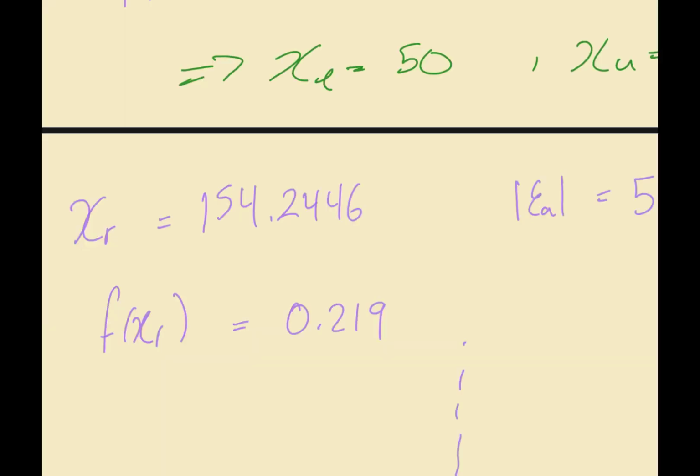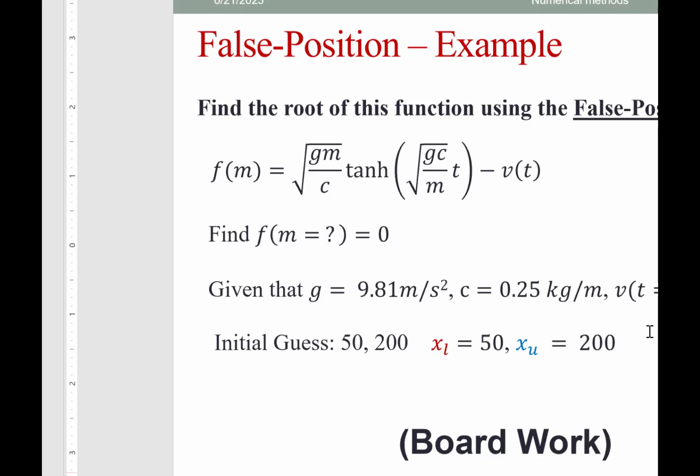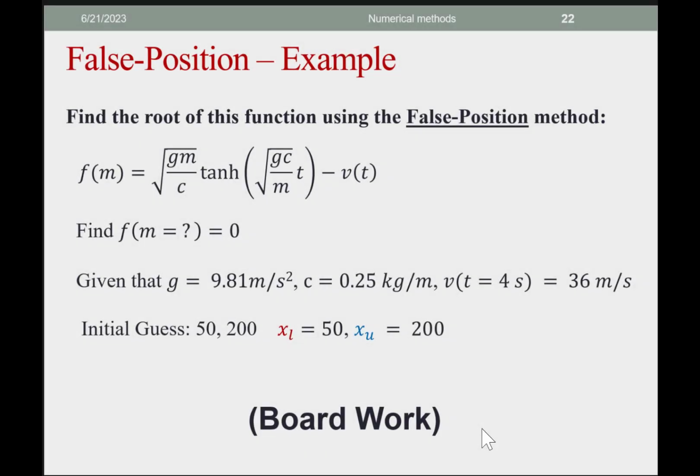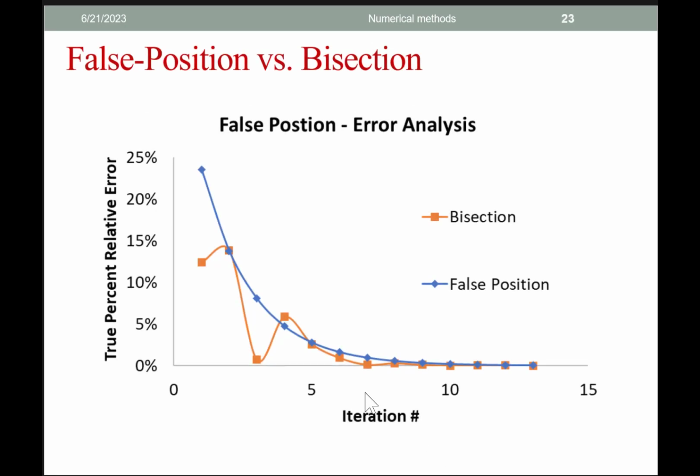Looking on here in the PowerPoint, I'm not sure if I have further points. Let me see. So I only have the graph of the true percent relative error. And what we're doing here is comparing the false position to the bisection method. And they're both converging quite closely at the same rate in this problem, given the initial conditions that we have, the 50 and the 200. The bisection actually gets a bit faster to that true point compared to the false position, but relatively it's quite the same.